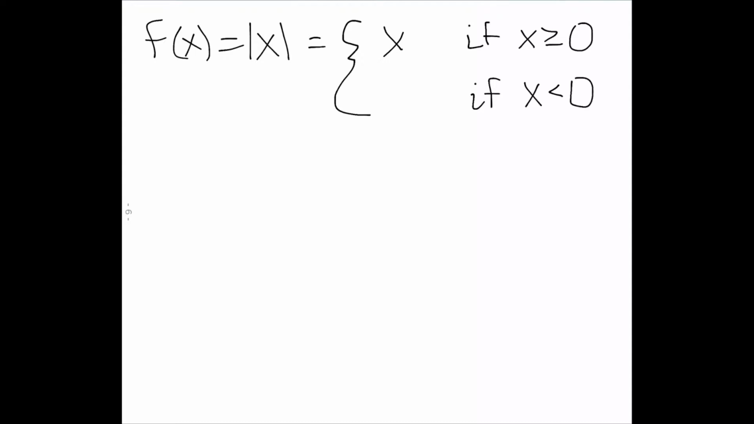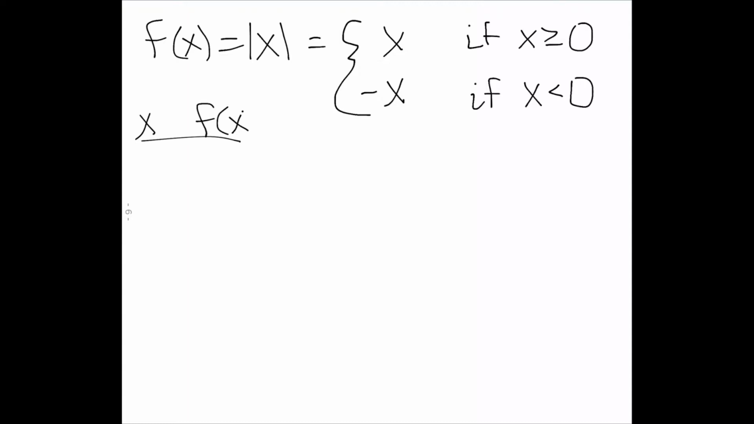Next, I want to look at the graph of the absolute value of x. And the absolute value of x is technically a piecewise function. If x is a positive number, greater than or equal to 0, then the absolute value is just that number. And if you're less than 0, so if you're a negative number, the absolute value means we want to change the sign, so minus x to change the sign.